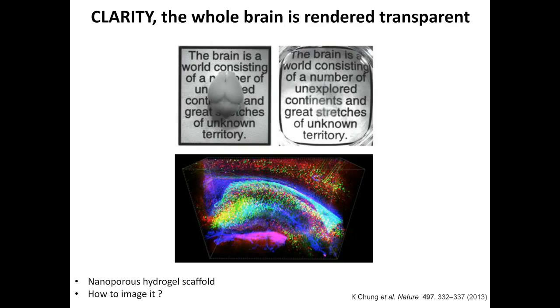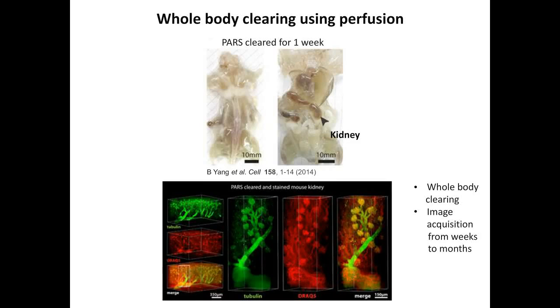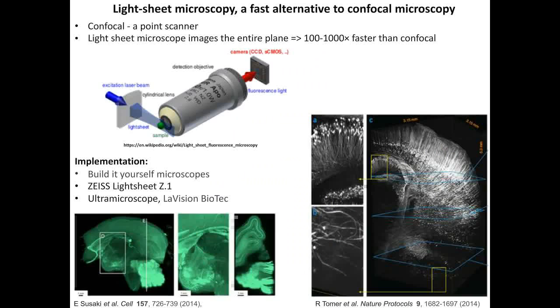The problem is even aggravated as Professor Gradinaru published a paper in which whole body clearing was achieved using perfusion. So you can take the entire mouse and clear the entire body of that mouse, as you can see here. For the brain, it took weeks. Now you're talking about the whole body, and it can take months to image an entire body using a confocal.